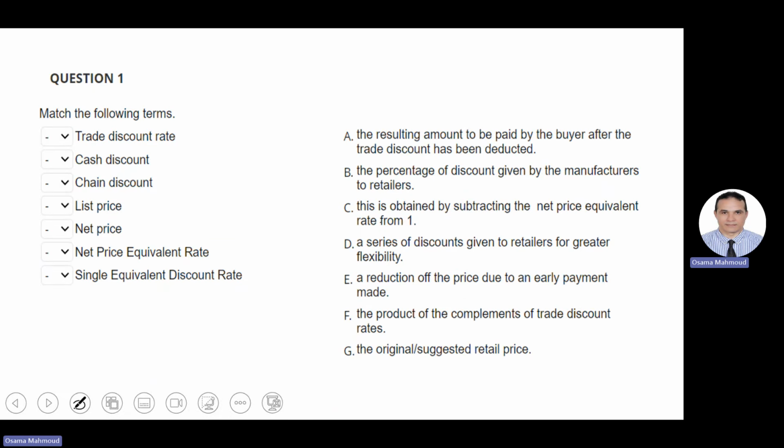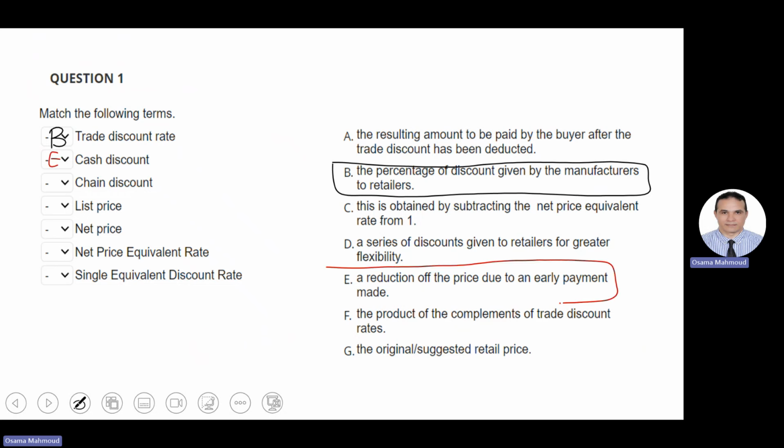Question number one is about the concept, right? I used to write from right to left. So the trade discount is B here, because this is a percentage discount given by the manufacturers, right? Cash discount is E, because E is a reduction of the price for an early payment, okay?